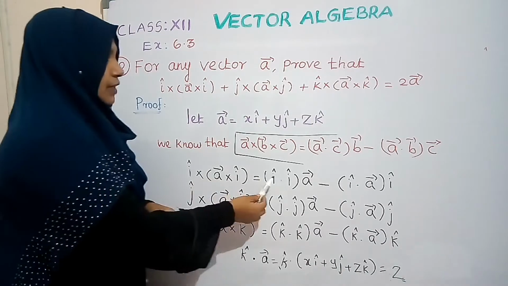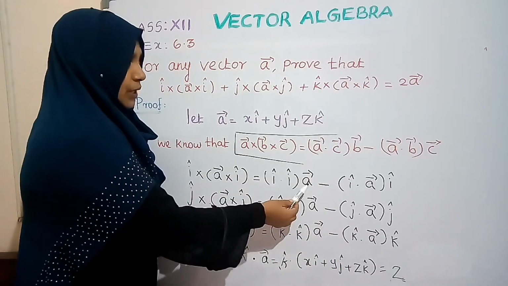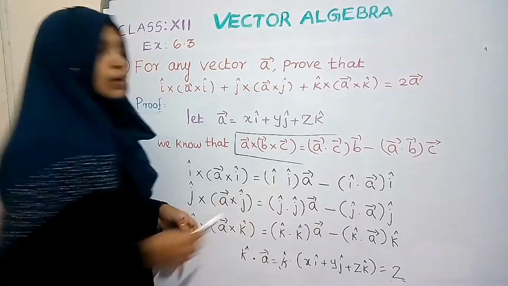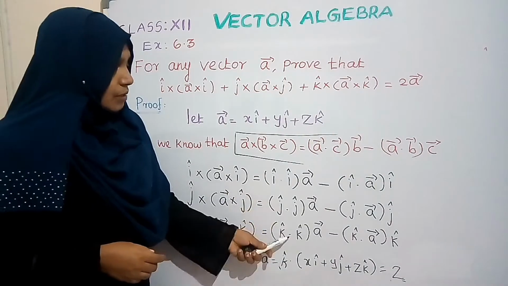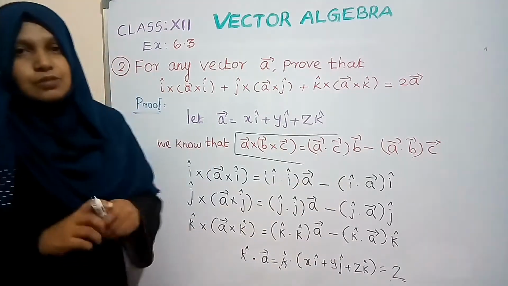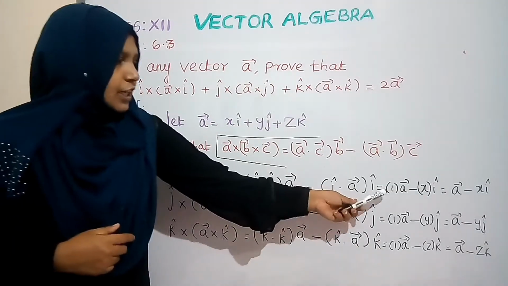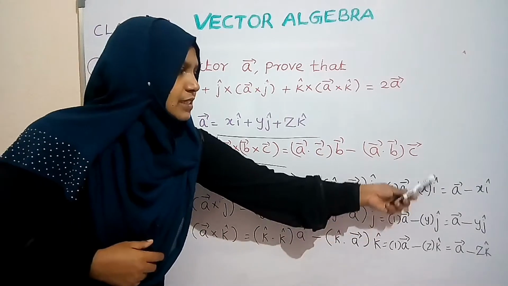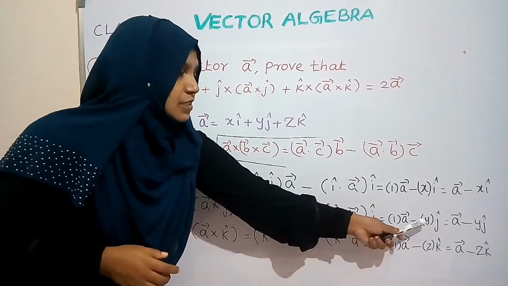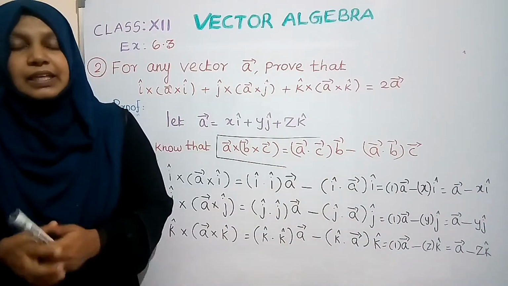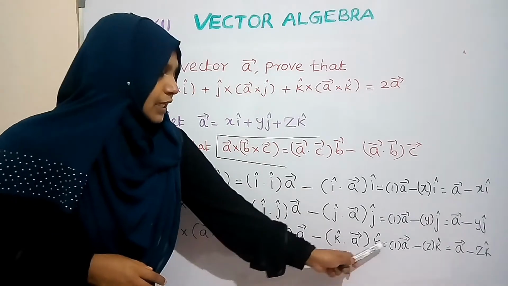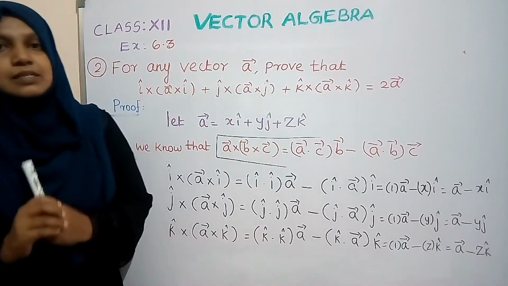So once again, what's the value of I dot I? It is 1. 1 into A vector minus this value we calculated as x into I cap. So these values are all 1, and these values are x, y and z. So we can replace those values here. So here I have written 1 into A vector minus x into I cap is A vector minus xi cap. Here 1 into A vector minus y into j cap is A vector minus yj cap. And the third value, 1 into A vector minus z into k cap, becomes A vector minus zk cap.